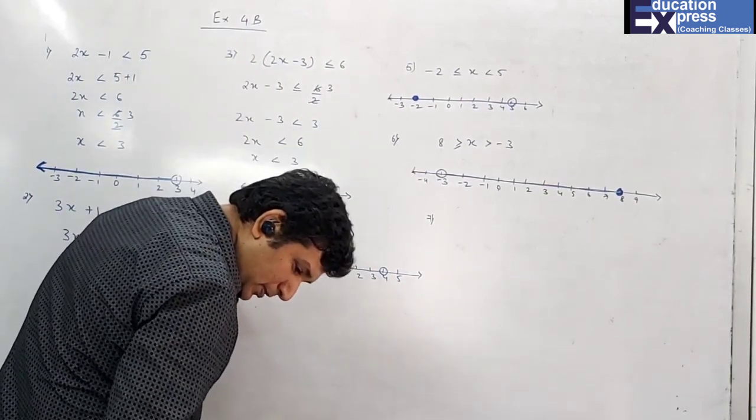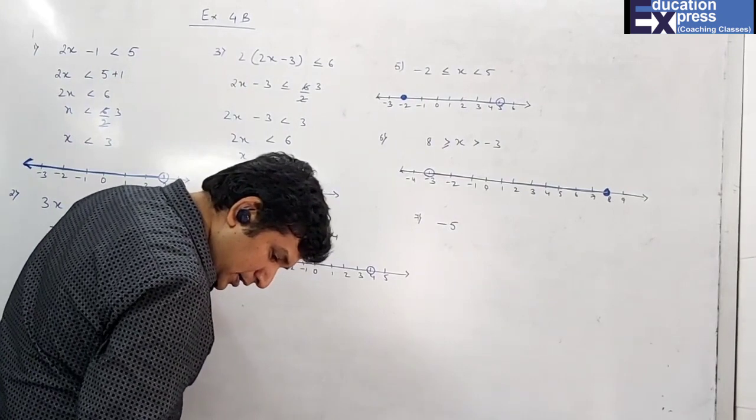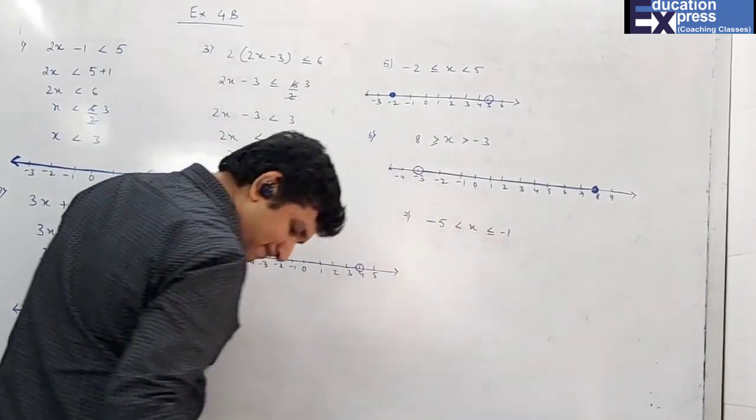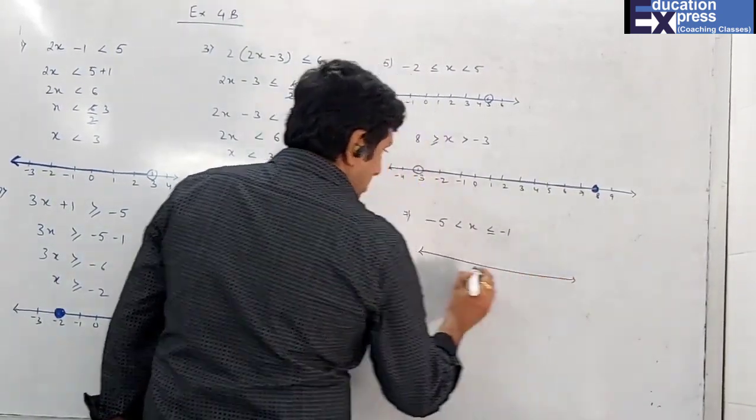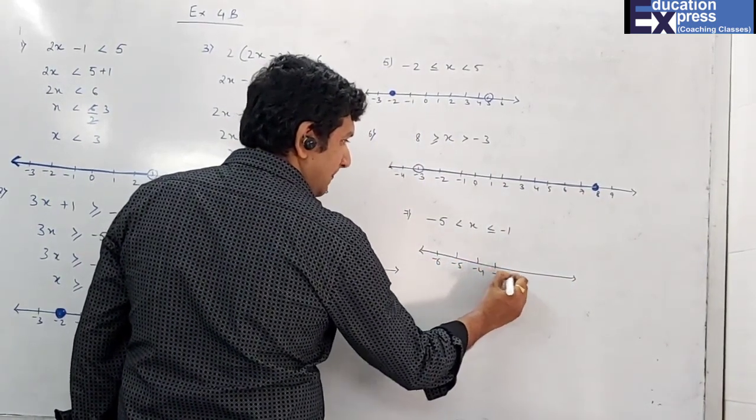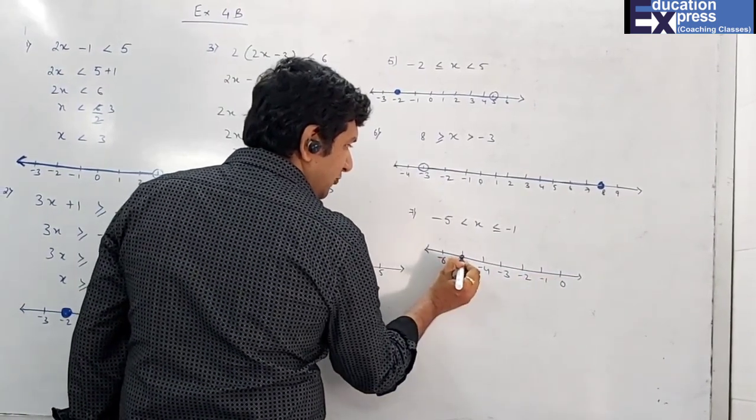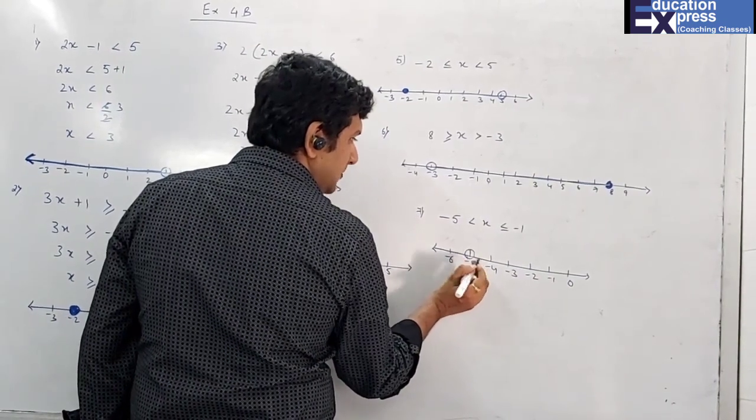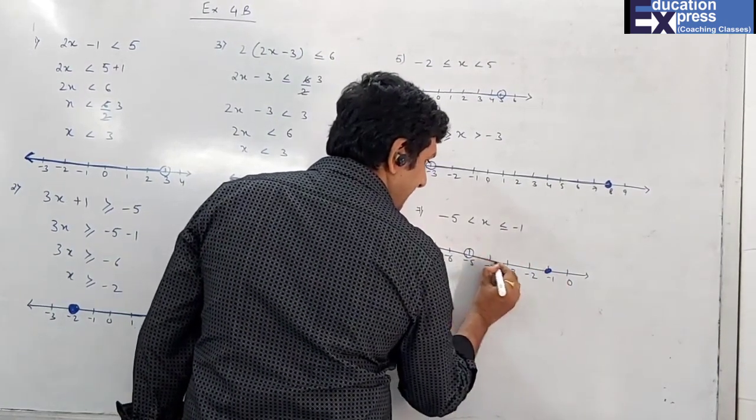Seventh part. Minus 5 is less than x, less than or equal to minus 1. So again the same thing. Minus 6, minus 5, minus 4, minus 3, minus 2, minus 1, 0. Starting with minus 5, it's not included, so it is a hollow circle, and here it's included, so a solid circle.